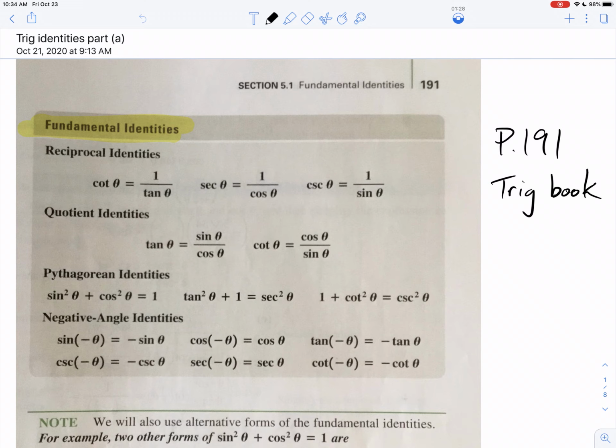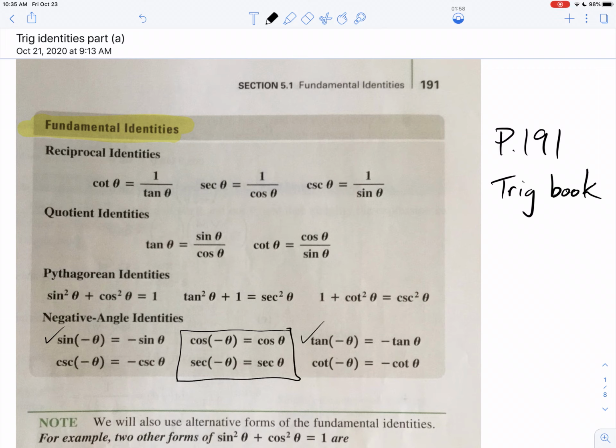If you take the sine of a negative angle, it's equal to negating the sine of that positive angle. And the same thing, what's good for sine is good for cosecant. What's good for tangent is good for cotangent. And you'll notice sine, cosecant, tangent, cotangent all have a similar pattern. The one that is a little different here is cosine and secant.